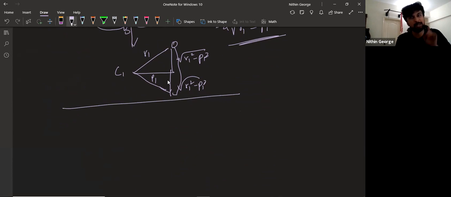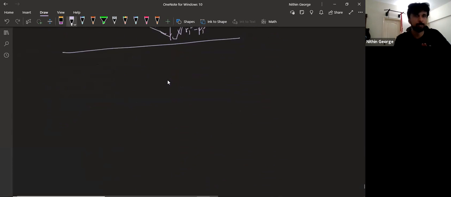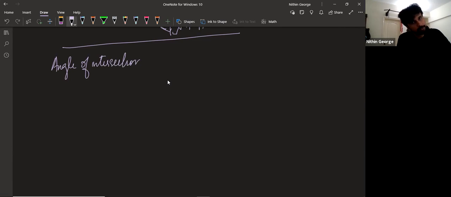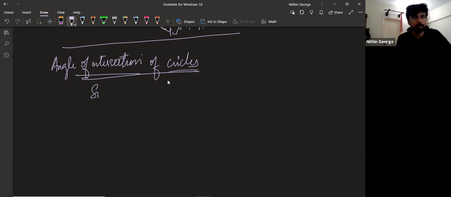Now, there's one thing I want you to remember. I'm sorry about this, but please try to remember this. We don't have time for the proof. Angle of intersection of the circles. So there are two circles given to you, S1 and S2 equal to 0. You have to find the angle of intersection.